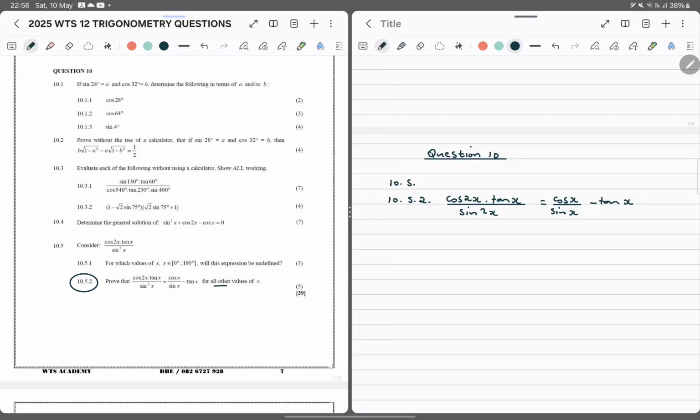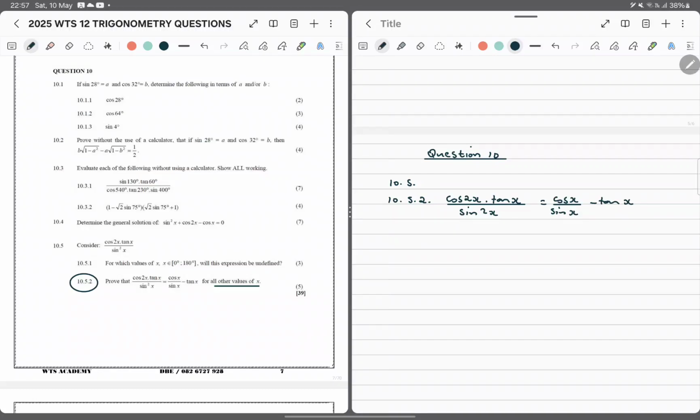This says for all other values of x. Hey, yeah, sometimes the things that get said are interesting, is it not? Definitely. Okay, all right, okay.